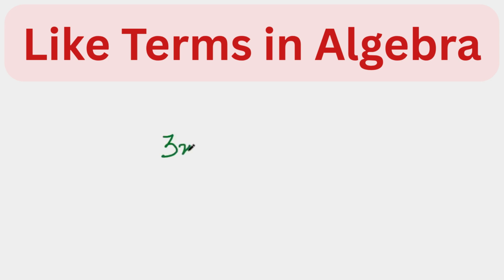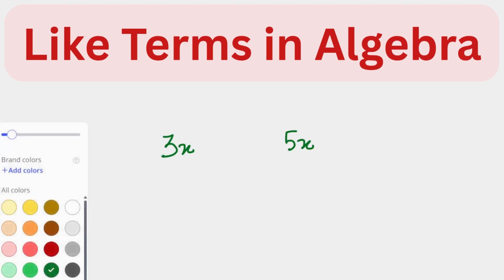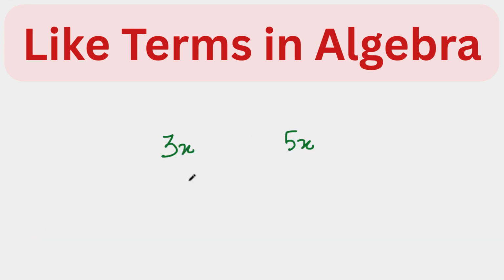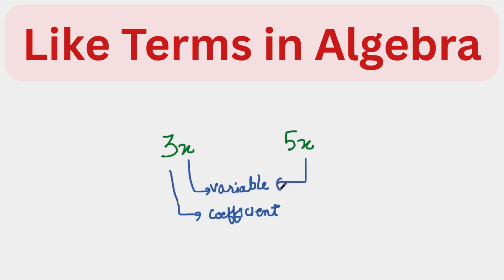So I will write two terms here, okay? I'm writing 3x and 5x. Before understanding the like terms, let's quickly revise what we discussed in the previous session. So 3 is what? 3 is the coefficient here, right? Coefficient of what? Coefficient of variable x. x is the variable here, right? Now in this term, x is the variable and 5 is the coefficient of x, right?